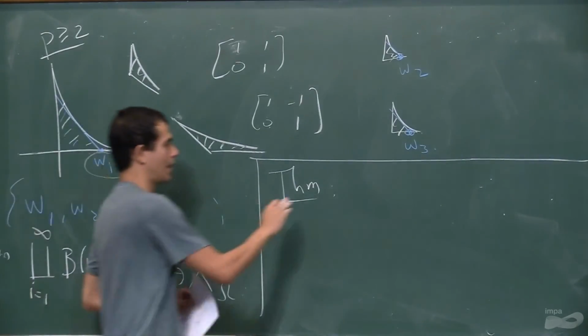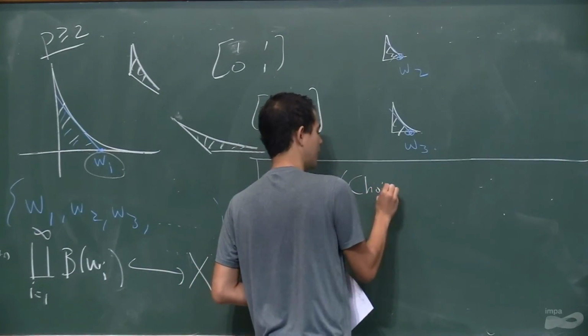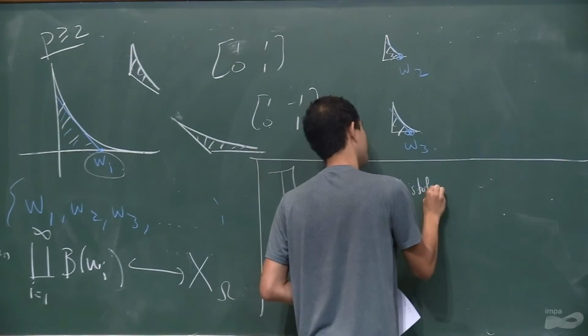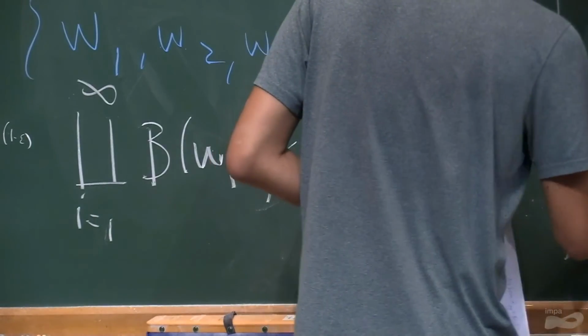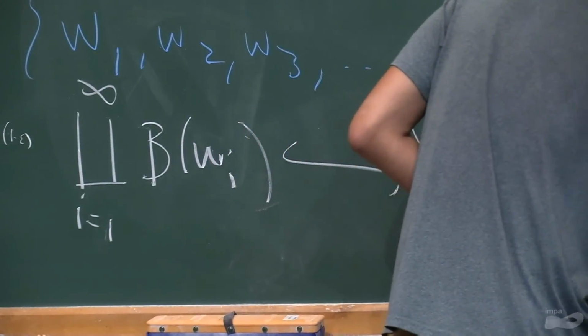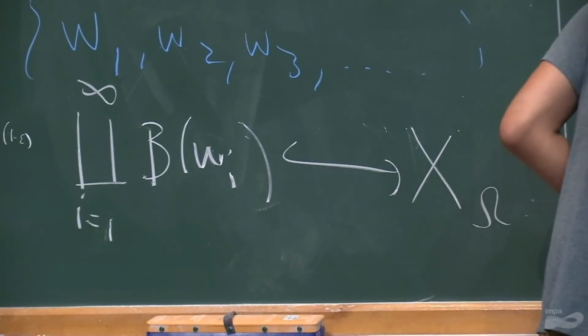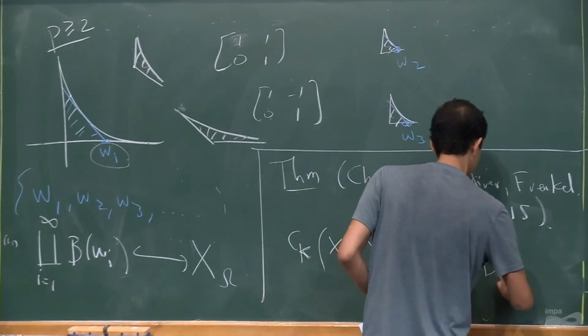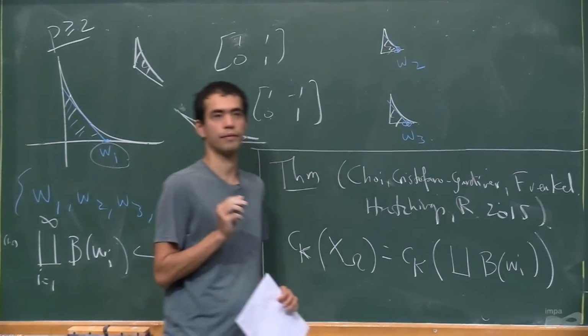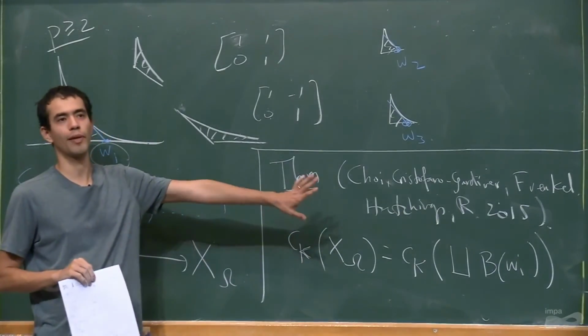And the theorem that we proved, by Choi, Cristofaro-Gardner, David Frenkel, Michael Hutchings and myself, from 2015 I think, is that the ECH capacities of this domain are given by this ball packing. So it's exactly the ECH capacities of this disjoint union of balls, for which there is a combinatorial formula that I won't tell you about.